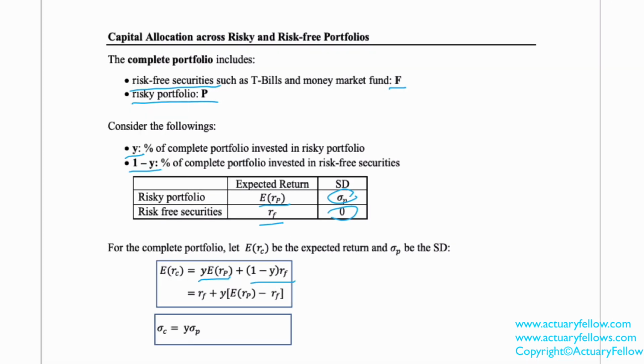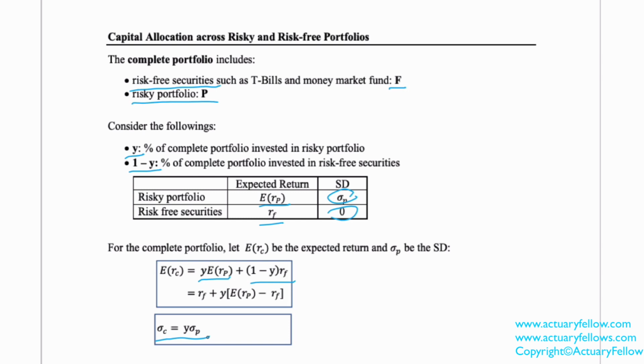The variance for the complete portfolio is calculated as the weighted square of sums adjusted for covariance. The calculation for weighted variance is covered in details in BKM6. The standard deviation for complete portfolio is simplified to Y times sigma P. Let's derive the standard deviation of the complete portfolio.